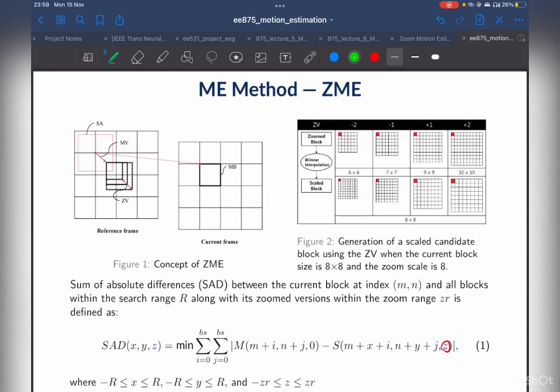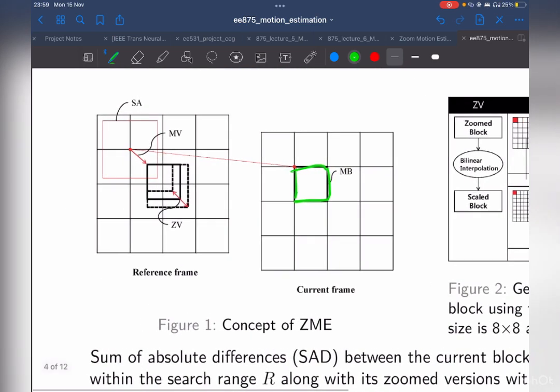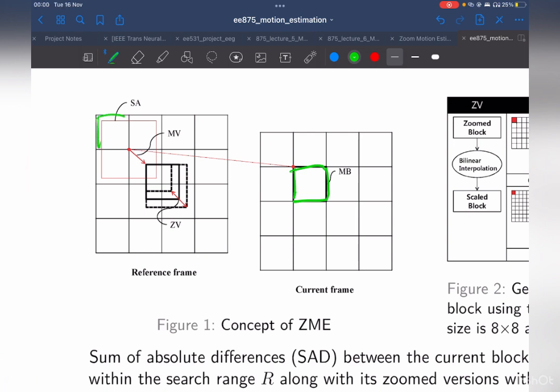Okay, Figure 1 shows the concept of CME. The concept is quite close to the EBMA, or in this paper they call it conventional ME. In the conventional ME, they compare a block in the current frame with every block in the reference frame. But in the CME, they not only compare block to block like this, but also compare with all different zoom versions in the zoom range like this.